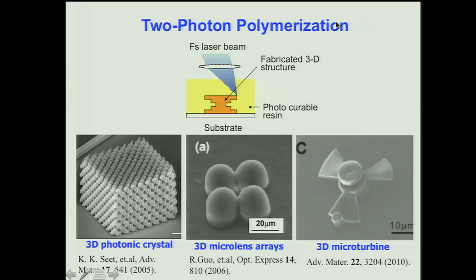Meanwhile, femtosecond laser two-photon polymerization can easily fabricate three-dimensional micro and nano polymer structures, even very complicated ones. In two-photon polymerization, a photoresist is used. The photoresist is transparent to the wavelength of the femtosecond laser used for this process. Then the two-photon absorption takes place only at the focus position, and the resin is cured only at the focus position. By three-dimensional scanning of the focused femtosecond laser beam in the photoresist, three-dimensional polymer micro and nanostructures can be very easily created, as shown here.